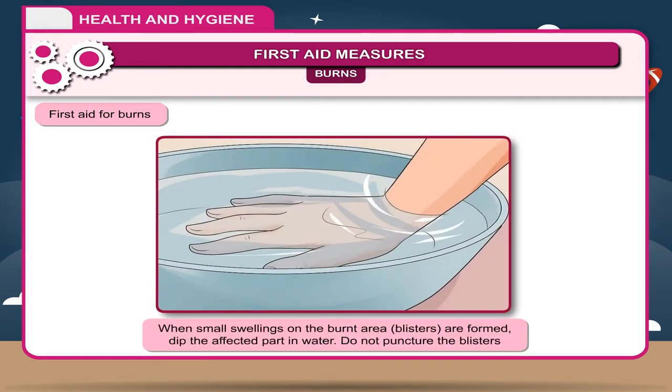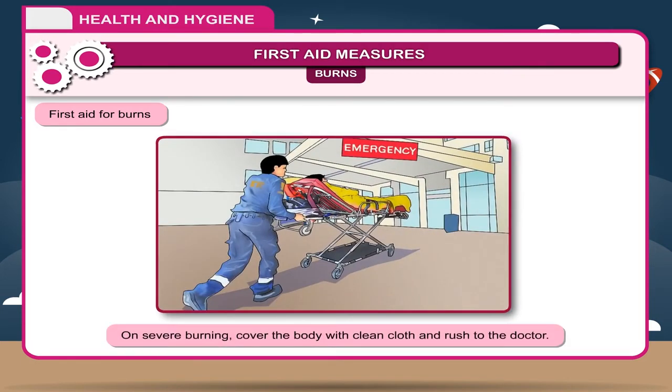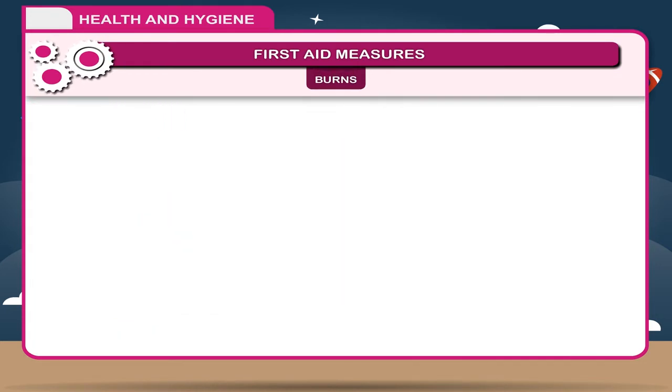4. When small swellings or blisters are formed on the burnt area, dip the affected part in water. Do not puncture the blisters. 5. On severe burning, cover the body with clean cloth and rush to the doctor.